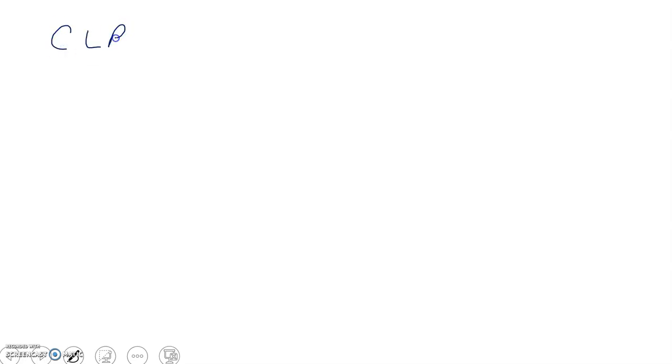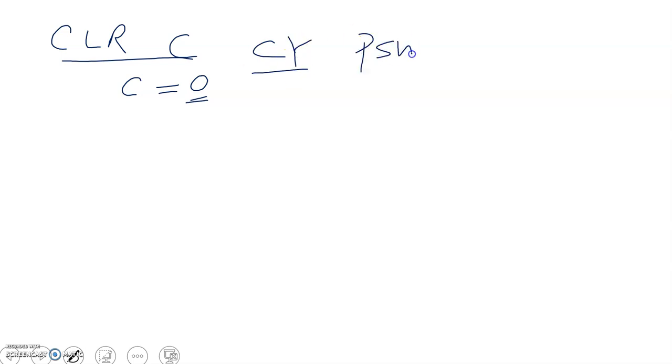with the clear instruction CLR C. It's quite simple. It makes the value of C equal to 0. That is, 0 is saved in C and C becomes 0. C is basically the carry flag of the PSW register.